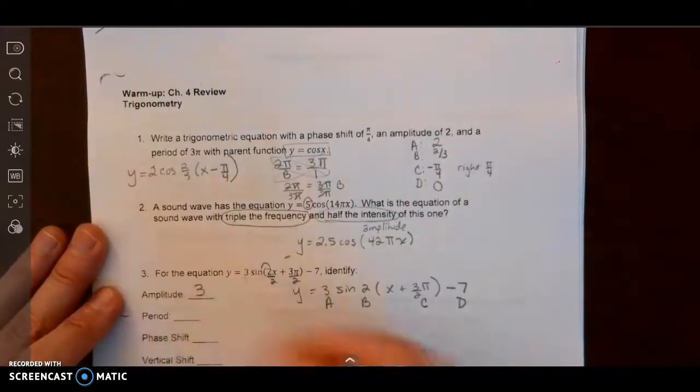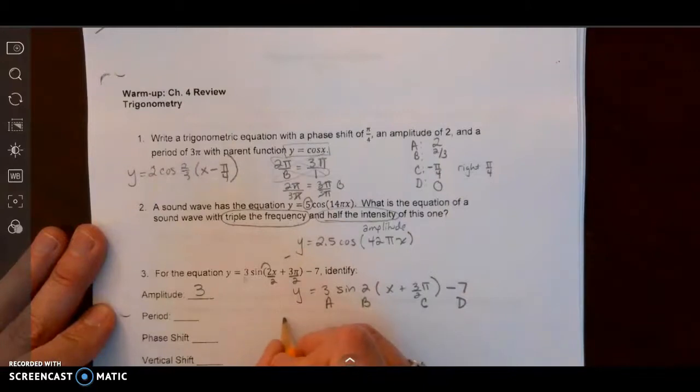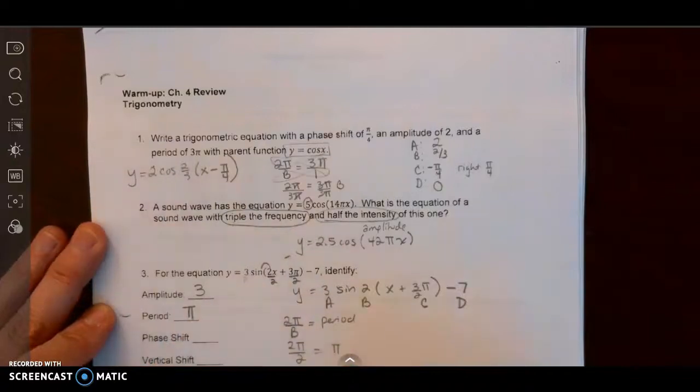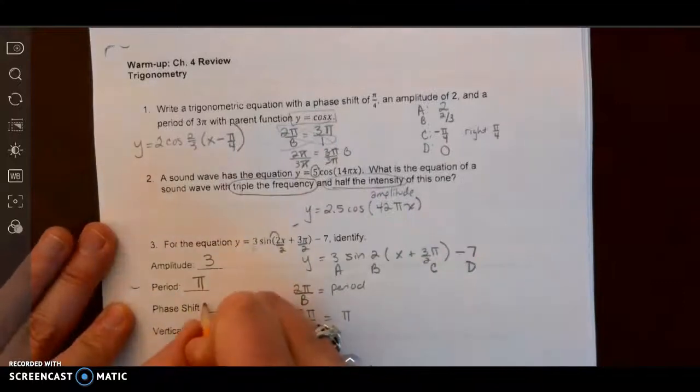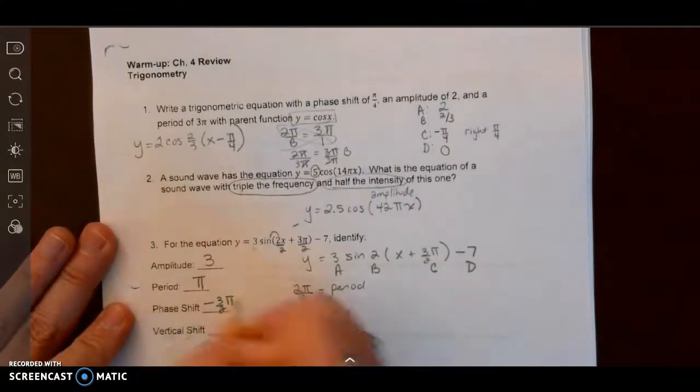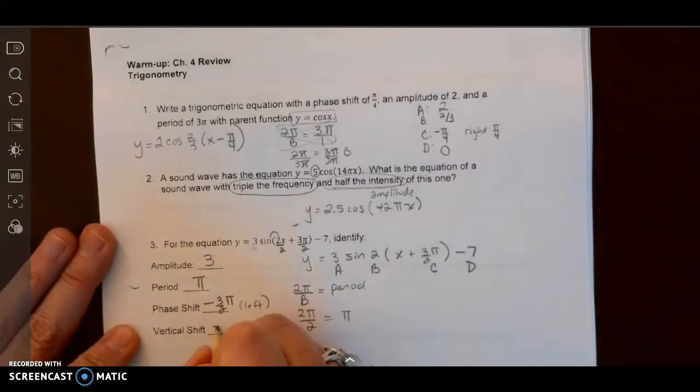The amplitude is 3. The period, remember, 2 pi divided by B equals the period. So 2 pi divided by 2 is pi. The phase shift is always the opposite of C, so it's negative 3 pi over 2, or left. And the vertical shift is minus 7, which is down.